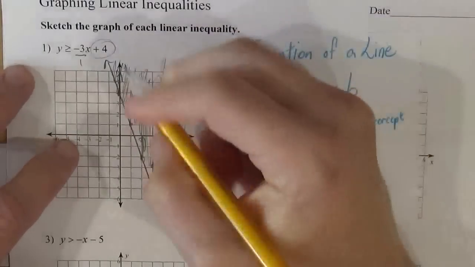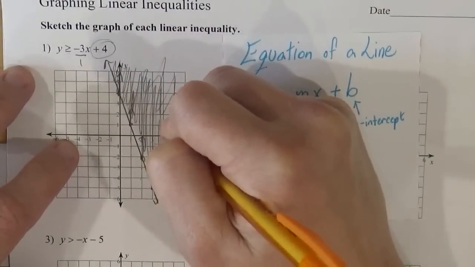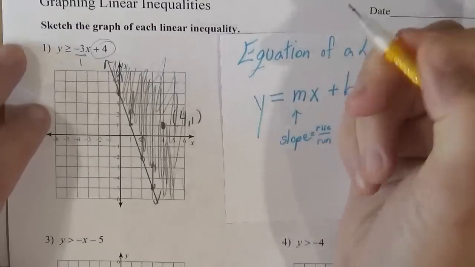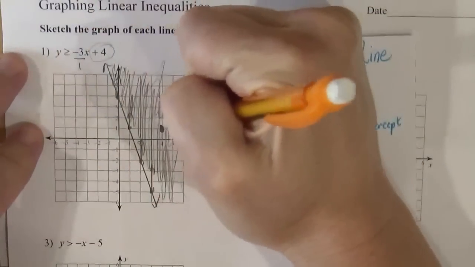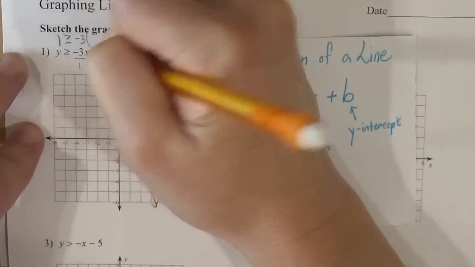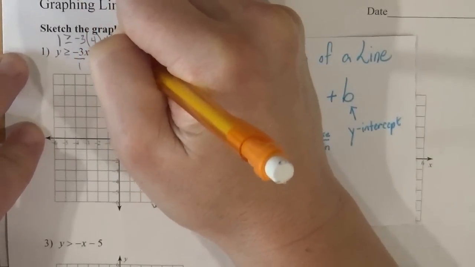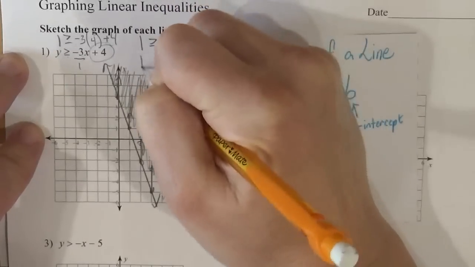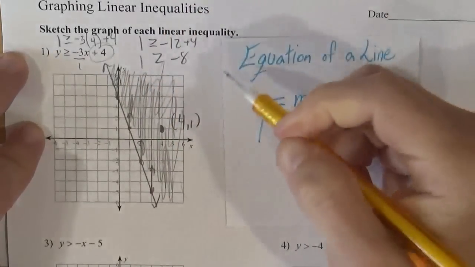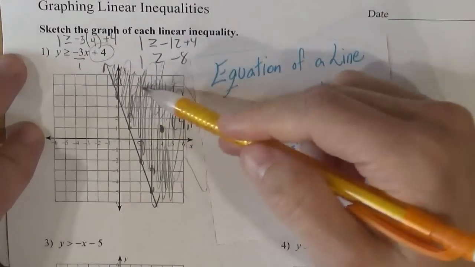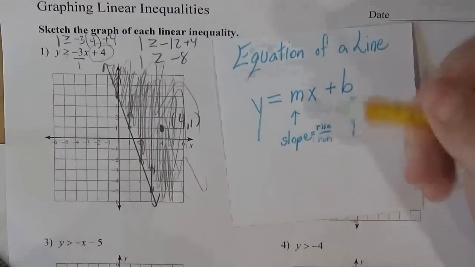You can test it by taking a random point that you've shaded. So (4, 1), for example, should work. So let's test it. Is 1 really greater than or equal to negative 3 times 4 plus 4? 1 is greater than or equal to negative 12 plus 4. Yeah, 1 is definitely bigger than negative 8. And so there's tons of points, an infinite number of points that work, and you're expressing that with your shading.